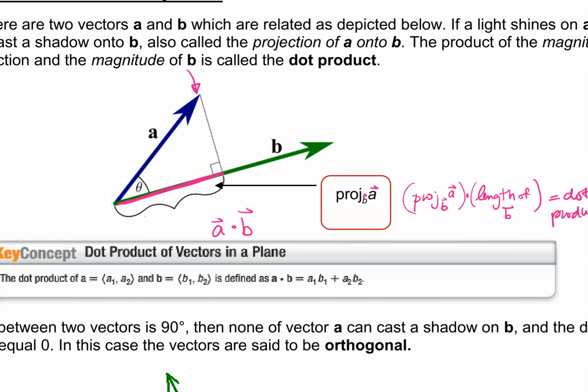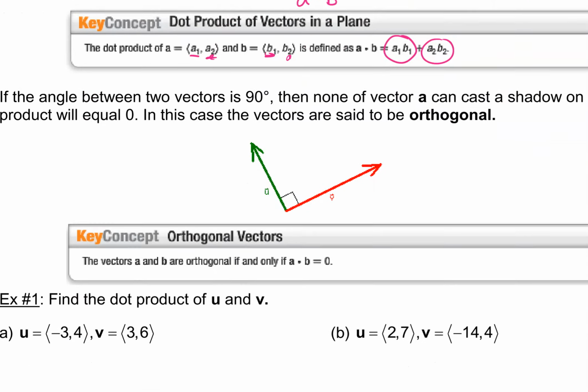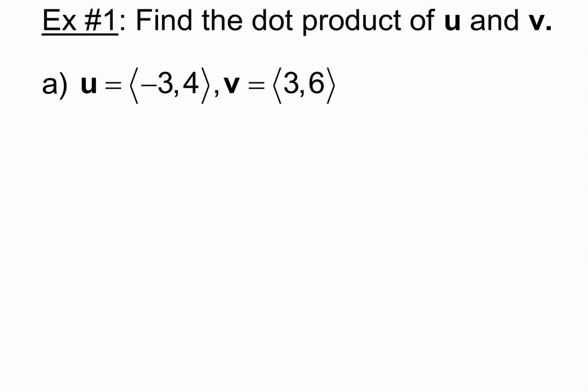So let's do an example of how you find a dot product. You take A1 B1 plus A2 B2. So you're taking the x components and multiplying them together, and you add the multiplication of the y components. I'm going to come back to orthogonal. We're going to do the first question as an example. So I want to find the dot product of U and V.